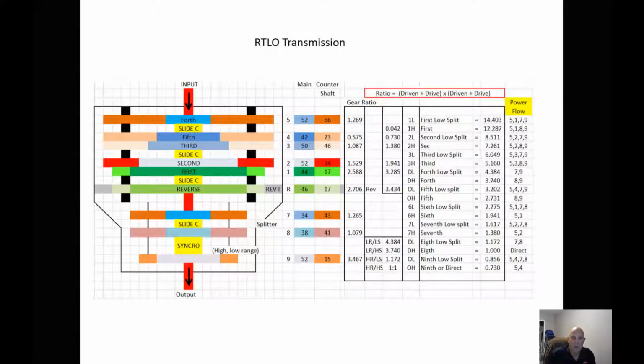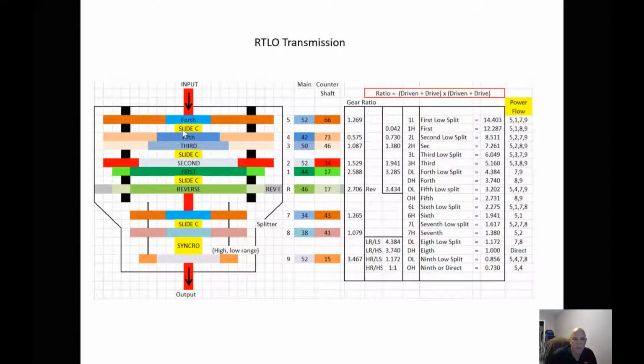Now we take a look at an RTLO, which is an overdrive transmission, and how the power flow works inside the transmission. If we take a look at the input of the transmission, the input comes in, and even though this says fourth, this is the main set gear, which turns our counter shaft. Now the power flow through here depends on which of these yellow sliding collars is engaged.